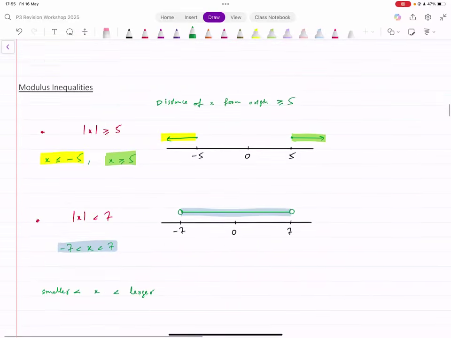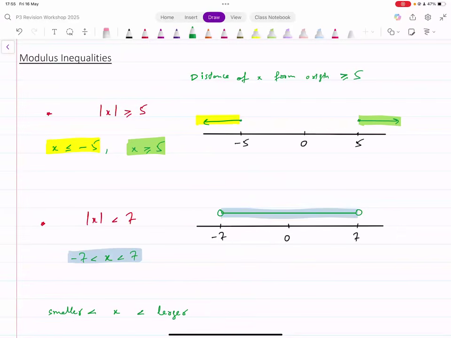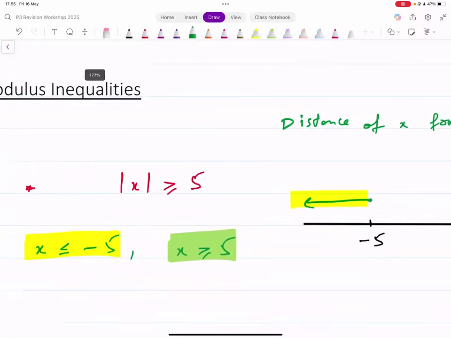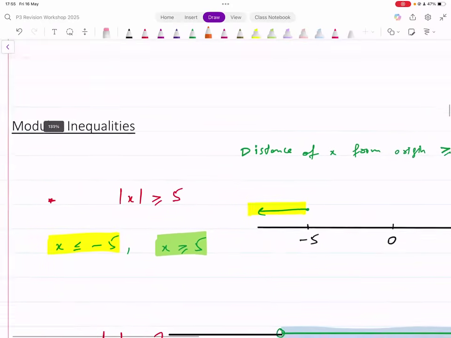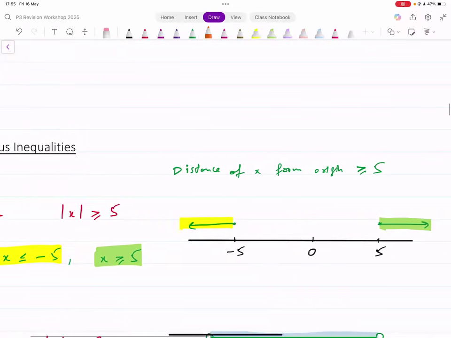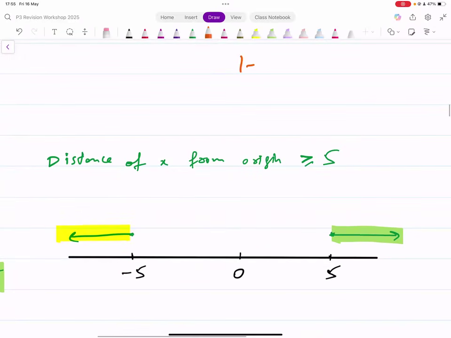Okay, then what about inequalities? That's mostly what you have to do in this topic, that you have to solve modulus inequalities. Remember the modulus function, when it makes something positive, essentially what that means is, for example, if you have modulus of -5, what's that? That is 5. If you have modulus of 5, that's also 5.